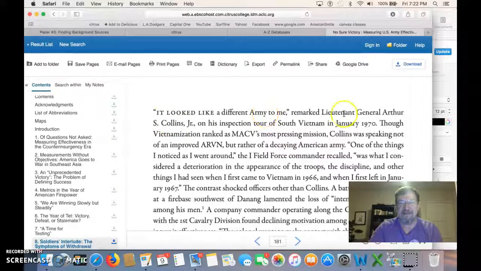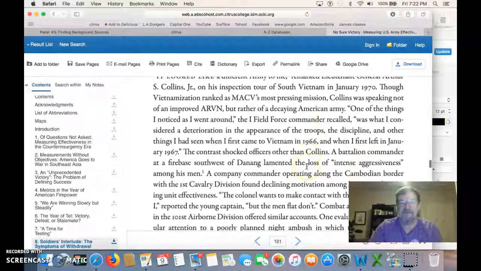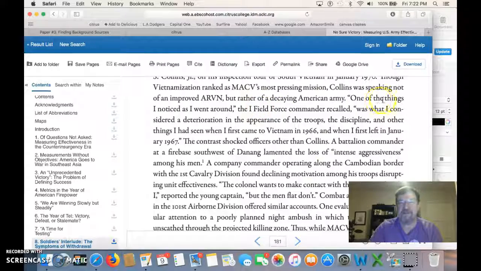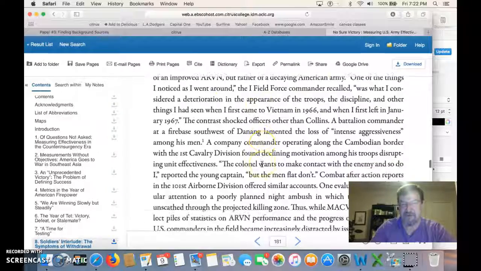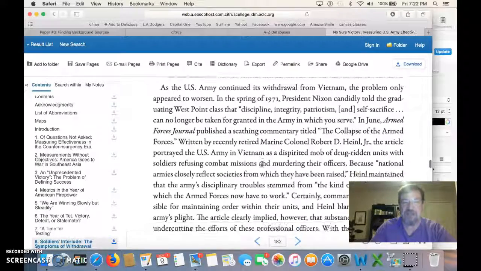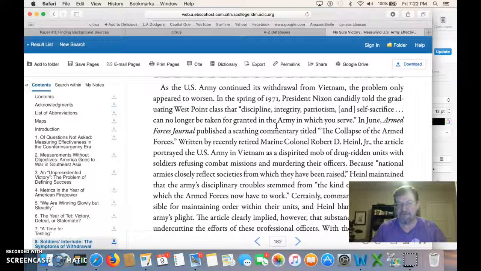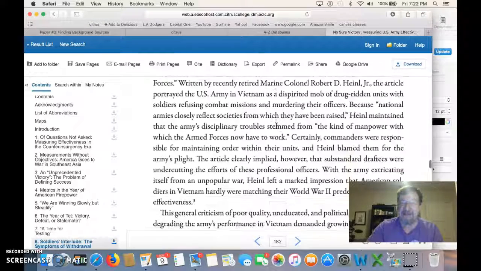I think it looked like a different army to me, he remarked, as though Vietnam. One of the things I noticed as I went around was what I consider a deterioration in the appearance of the troops, the discipline, and other things I'd seen when I first came to Vietnam in '66. That is actually something that does address the story a little bit. If this chapter was about the lack of military discipline and military purpose, that is something that does tie into the story.